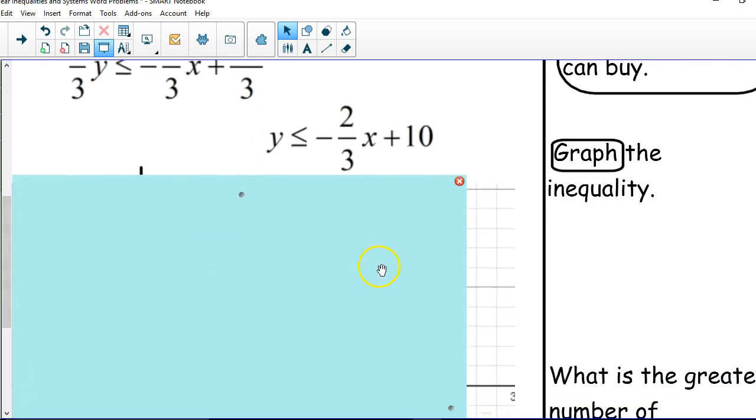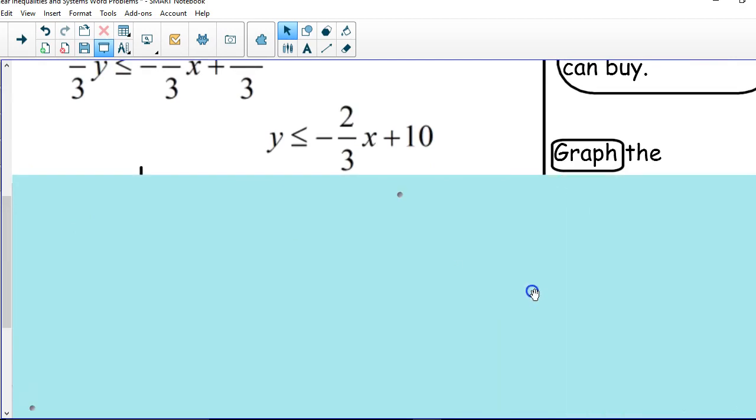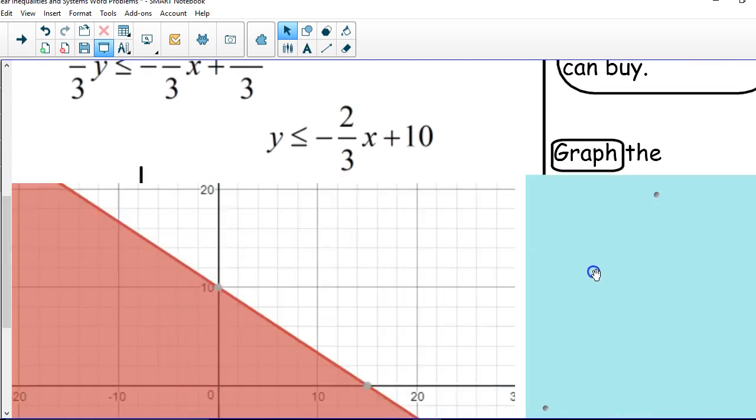I graphed this on Desmos, and I'd encourage you now to graph on Desmos just to check your work, or if you need help graphing. You can see here on Desmos, I have 10. That's my y-intercept right there. My rise over run is 2 over 3, so I'm going to rise up 2, 1, 2, over 3, 1, 2, 3. Why do I go to the left? I go to the left because it's negative. I'm going to start at my y-intercept and go the other way now to get some more points: down 2, to the right 3. I draw my boundary line.